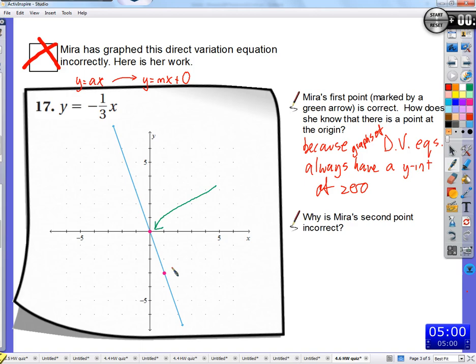negative three over one, right? The slope here is negative 3 over 1. She's flipped it over. She went down three and over one. She should have gone down one and to the right three. So that would have been correct. This line, no good. This point's good, this point's good. Draw that. Just keep that going.